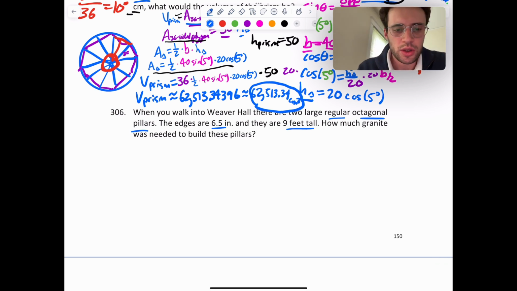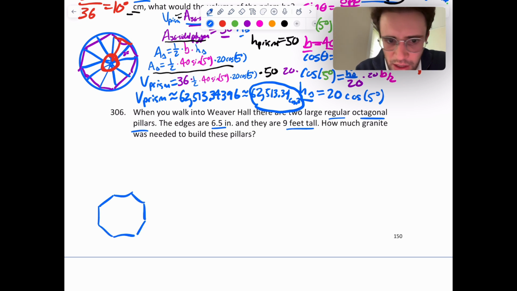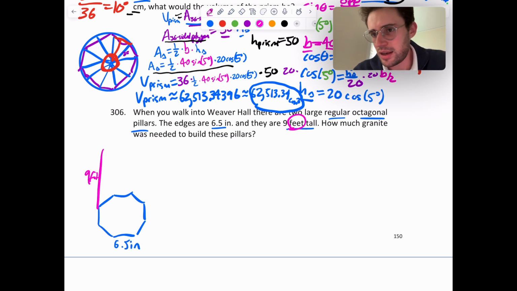So if I were to draw this octagon, I'll just make it look kind of like a stop sign. Each of the edges are 6.5, and our height is 9. Although note that it's 9 feet tall, whereas the edges are in inches. So let's start right off the bat, not getting caught with that. Always check your units. This is something that you could easily get the answer wrong after doing all of the hard steps just because you forgot to convert it into inches. So if we have 9 feet, and you want to convert that into inches, we multiply by 12 inches over 1 foot.